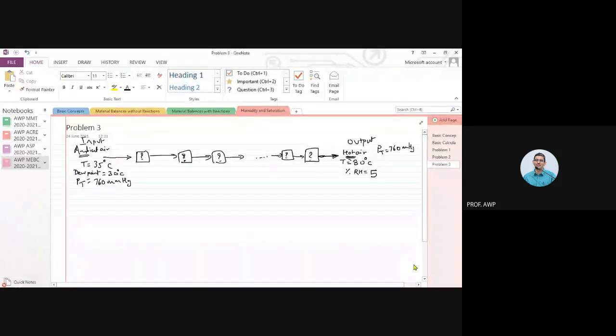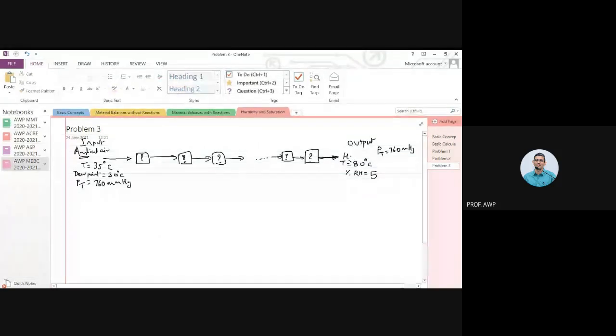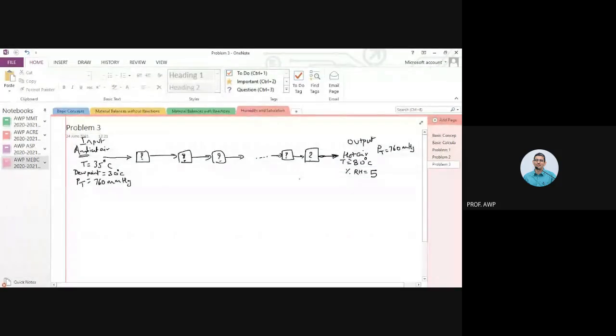Now, Ram, tell me what do you think? Whether you got the answer or you don't have the answer, it doesn't matter whether your answer is right or wrong. There is no unique way of doing it. There are multiple ways of doing this. Sir, I calculated the humidity ratio of both input and output.